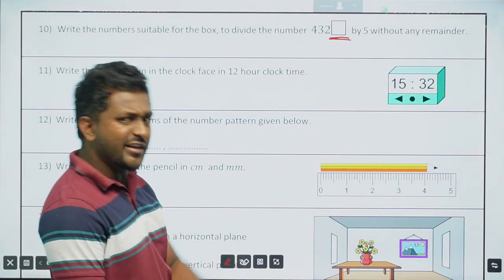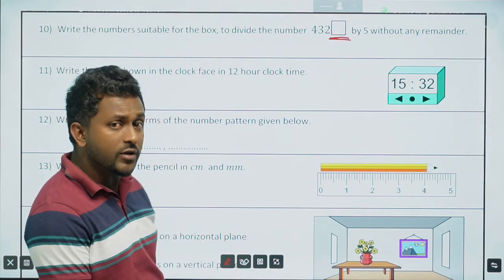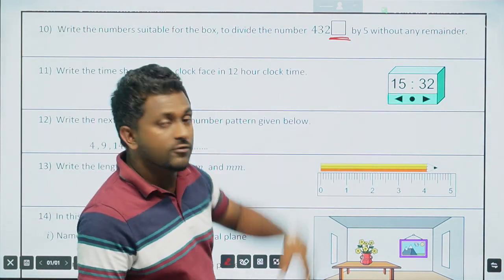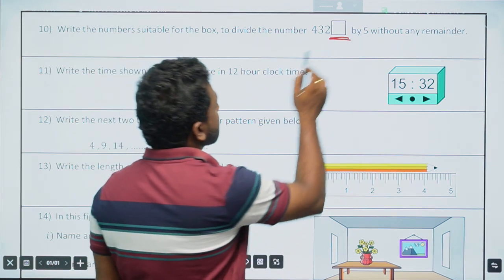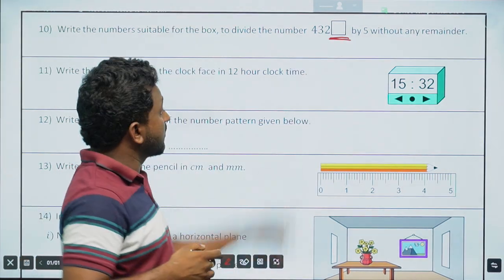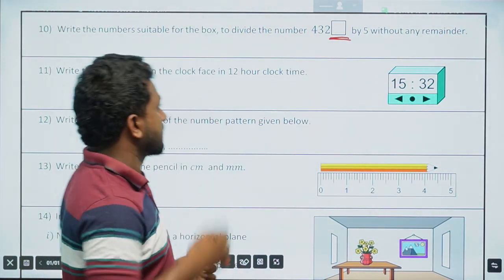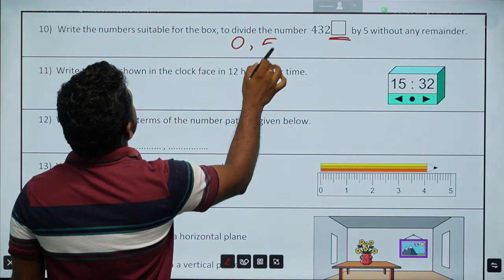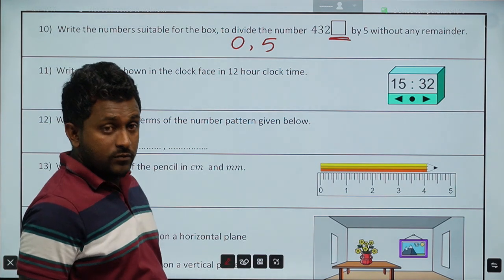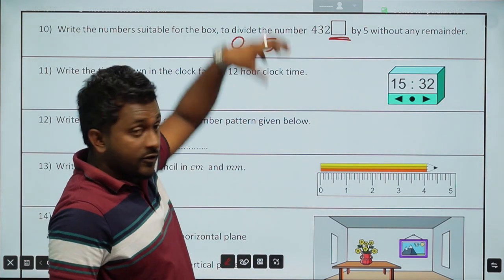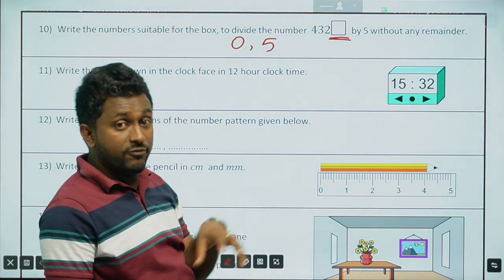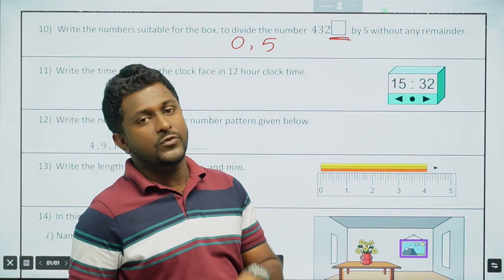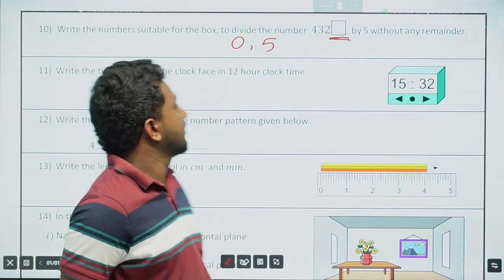That means without any remainder. It has to divide without a remainder. By whom? By 5. So what are the digits we can write for the blank space? Yes, 0 and 5. Why? Because if a number is divisible by 5, the digit in the ones place should be 5 or 0, right?